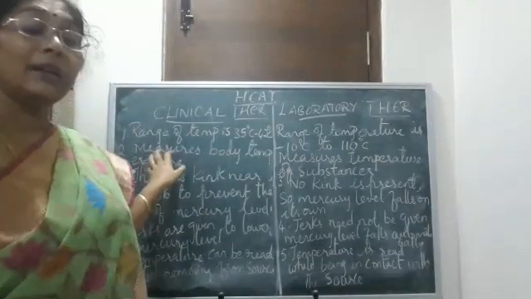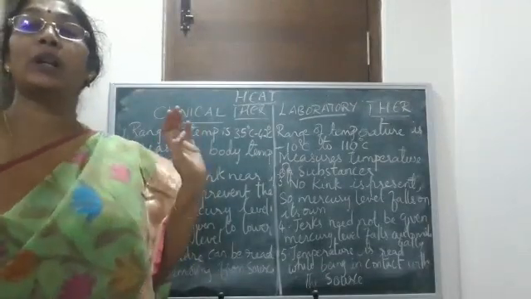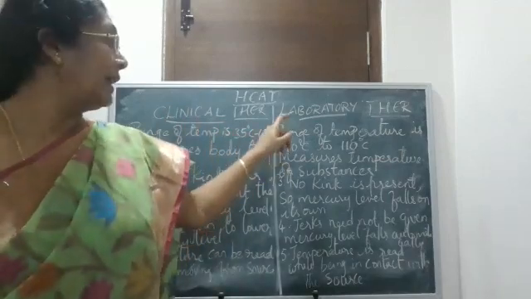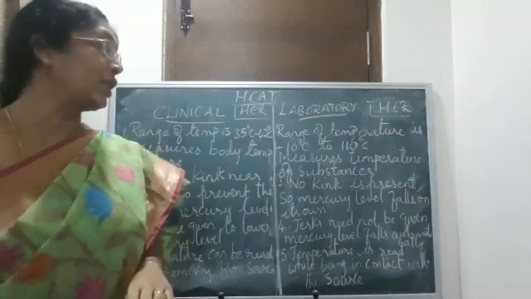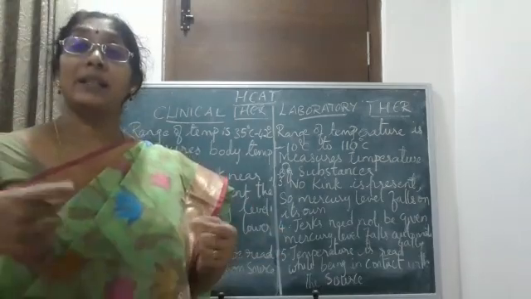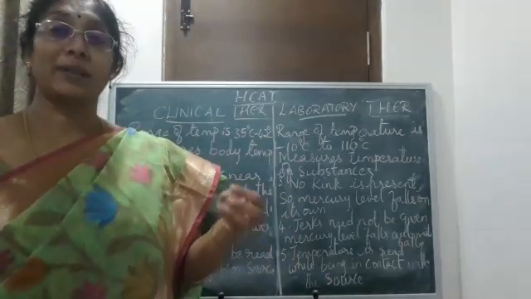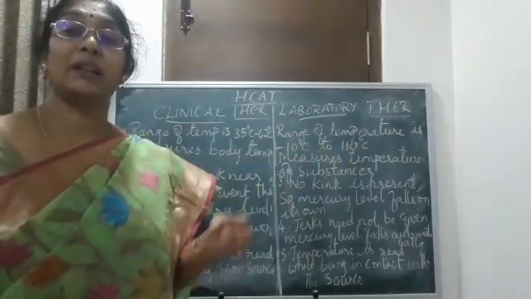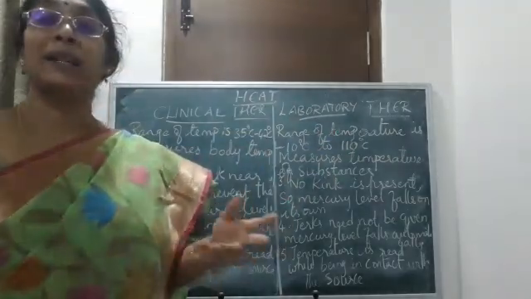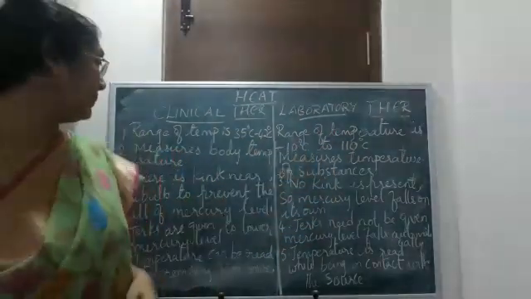A clinical thermometer measures body temperature only, human body temperature only. Whereas a laboratory thermometer is used to measure the temperature of substances, especially in the laboratory. When some chemical reaction is taking place, at what temperature this reaction happens, that is measured. A melting point or boiling point of any substance can be measured using this thermometer.